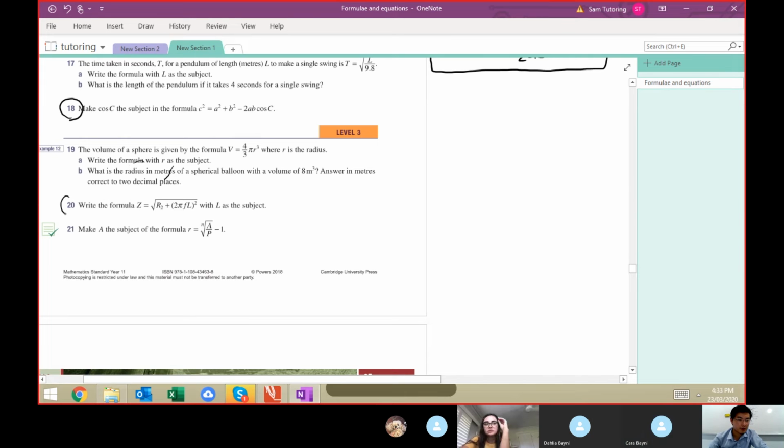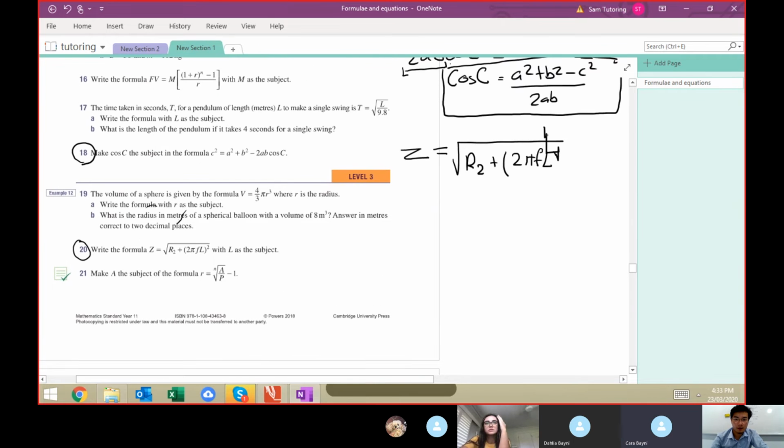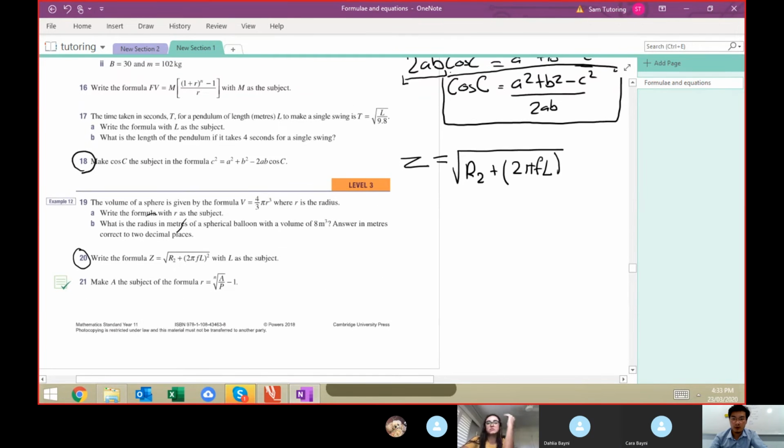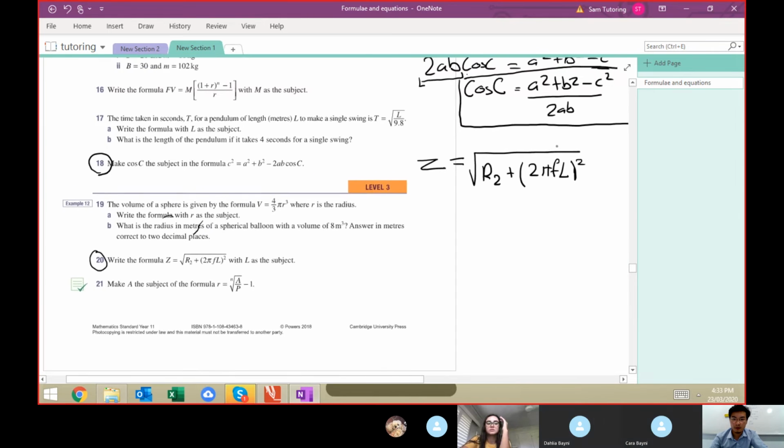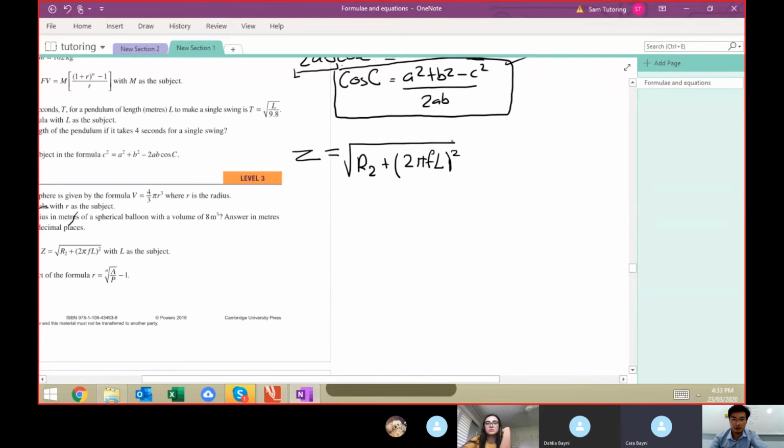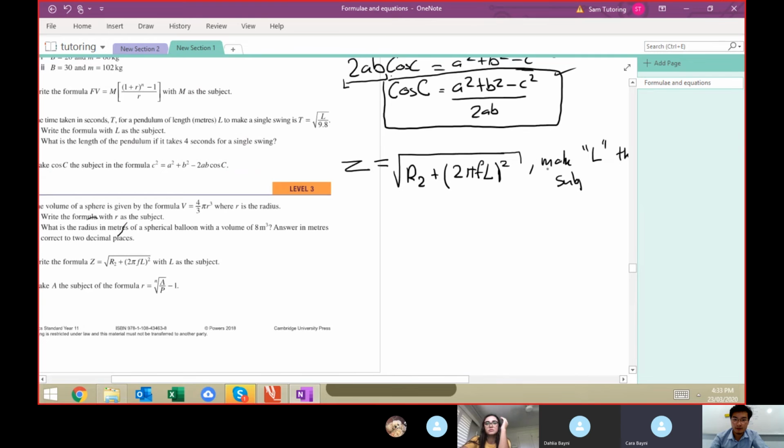For question 20, we have letter Z is the square root of r squared plus 2 pi FL all squared. What is going on? And we have to make L the subject.